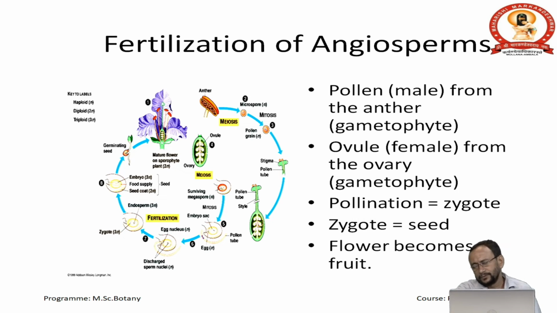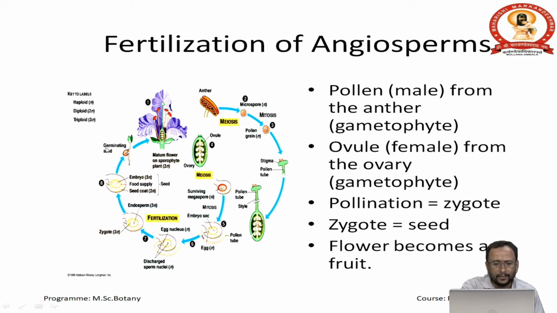zygote is formed on the fusion of male and female gametes. Zygote gives rise to the seed. Flower becomes a fruit. In this case, the ovary converts into the fruit, and the fruit encloses the seeds.